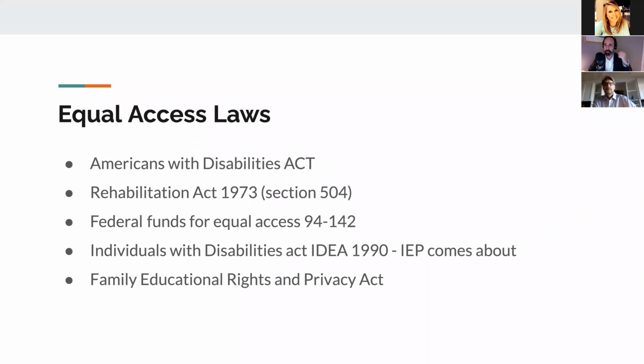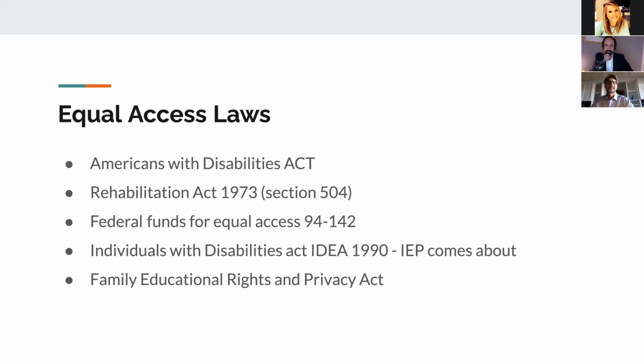And I want to turn that back over to Mark a little bit. Just a brief overview, the work around equal access laws and what really changed a lot of education work in America started with the disability rights movement and the Americans with Disabilities Act, which mainly had to do with physical barriers, which Jim's going to talk about soon.